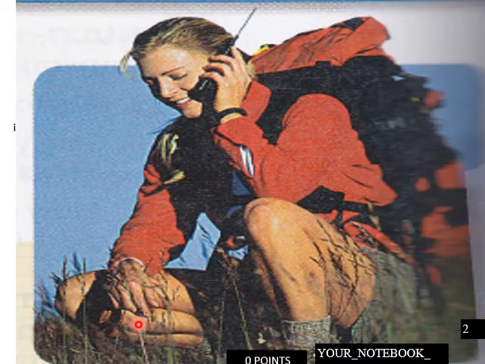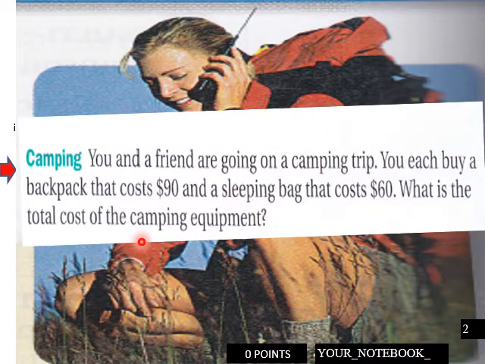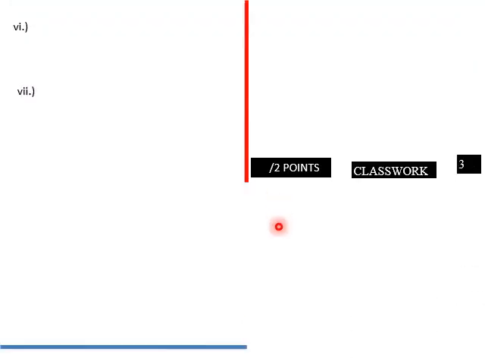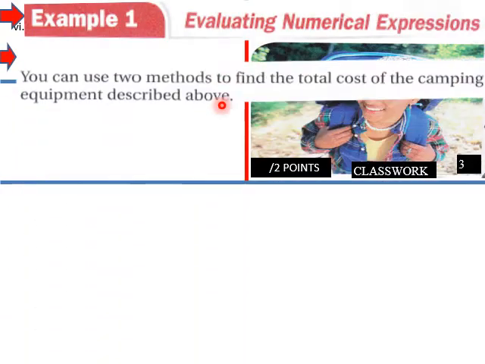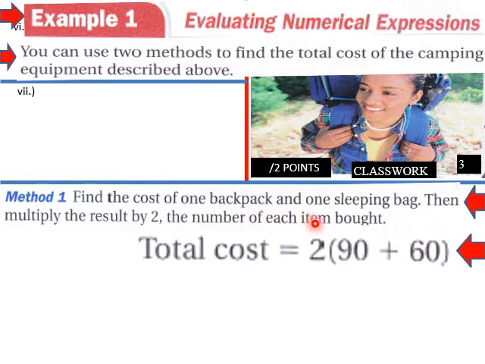Okay, into our lesson notebook. Students, this is your notebook, page 2 for this lesson. 0 points. Well, we'll see. You and a friend are going on a camping trip. You each buy a backpack, which costs $90, and a sleeping bag, which costs $60. What is the cost of your camping equipment? Well, evaluate numerical expressions. We're going to find out how much it costs.